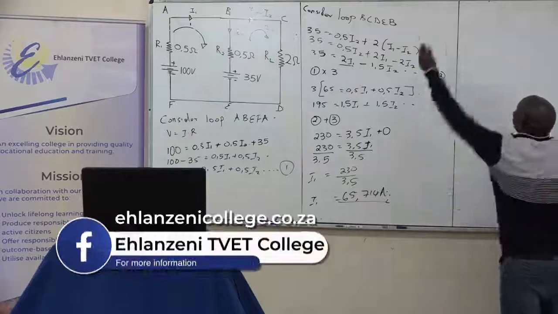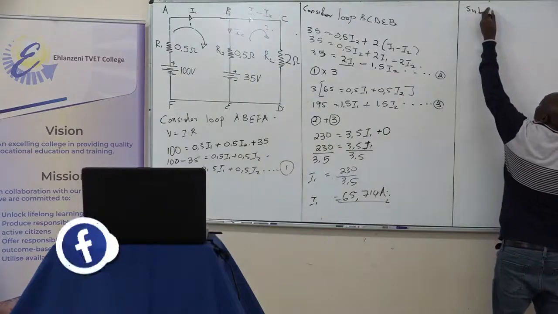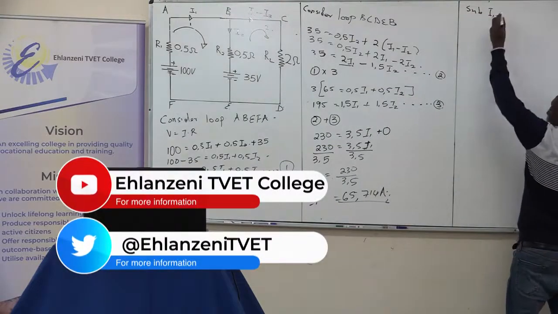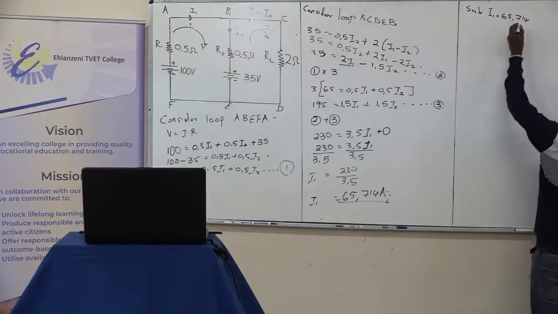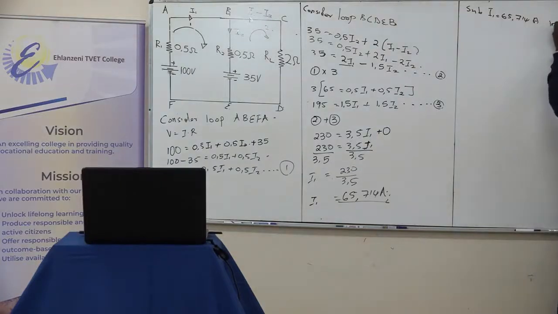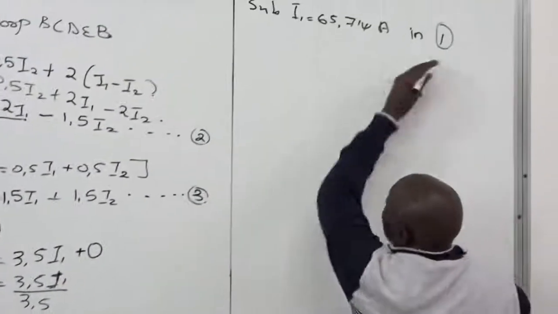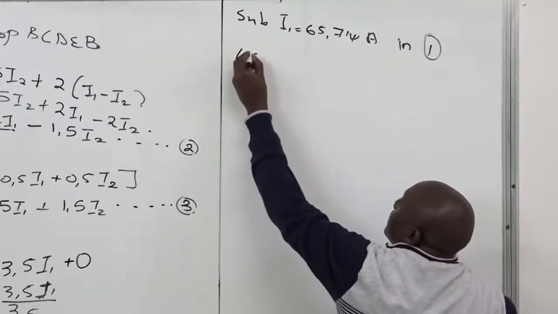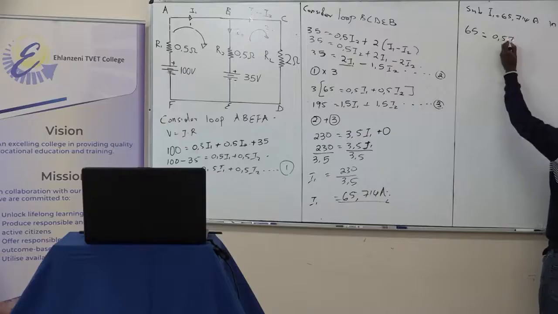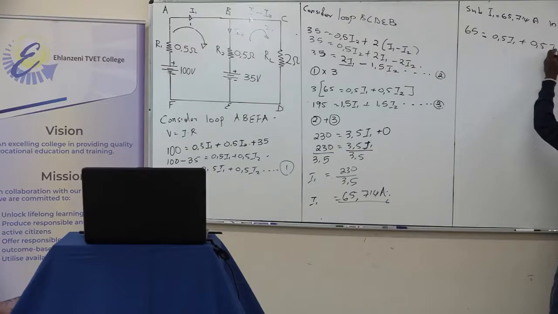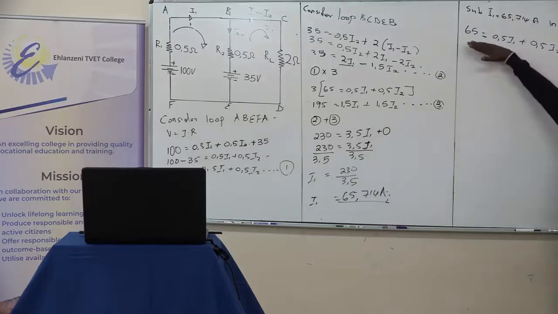Let me just say for this one, we'll substitute I1, which equals 65.714 ampere, into equation 1. We've selected equation 1, where we were given 65 equals 0.5 I1 plus 0.5 I2. And we are going to substitute I1 into equation 1.